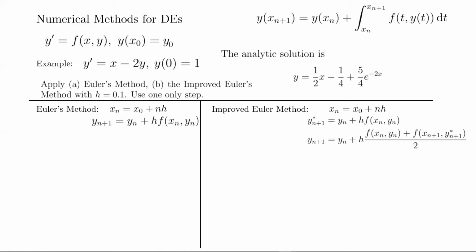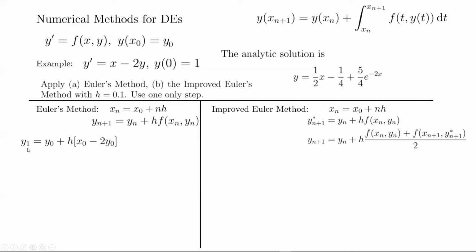Okay, the improved Euler's method, though, is our predictor-corrector method. The first step is to calculate yn plus 1 star, which is exactly the same as taking one step of Euler's method over here. Once we have that, then we evaluate the second line here, where we have yn plus h times the function x minus 2y evaluated at xn, yn plus the function x minus 2y evaluated at xn plus 1, yn plus 1 star. So we have to calculate this y star first. Okay, well, let's do that.